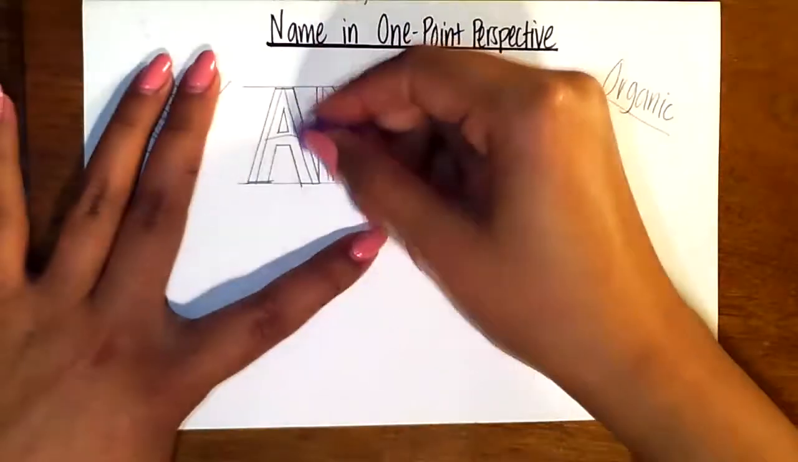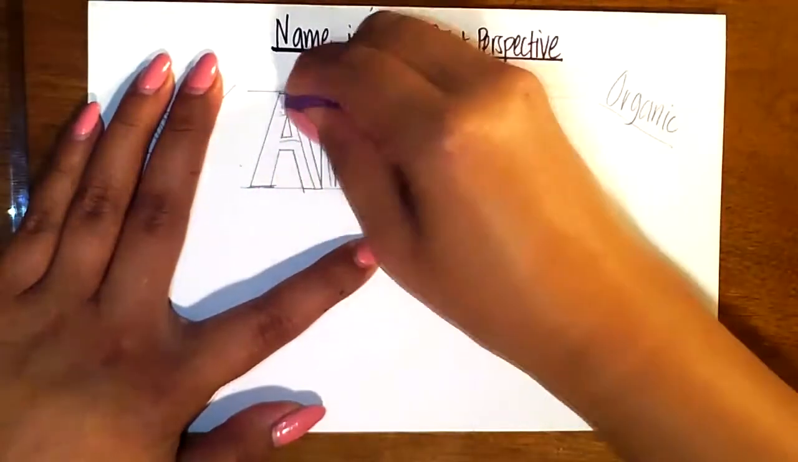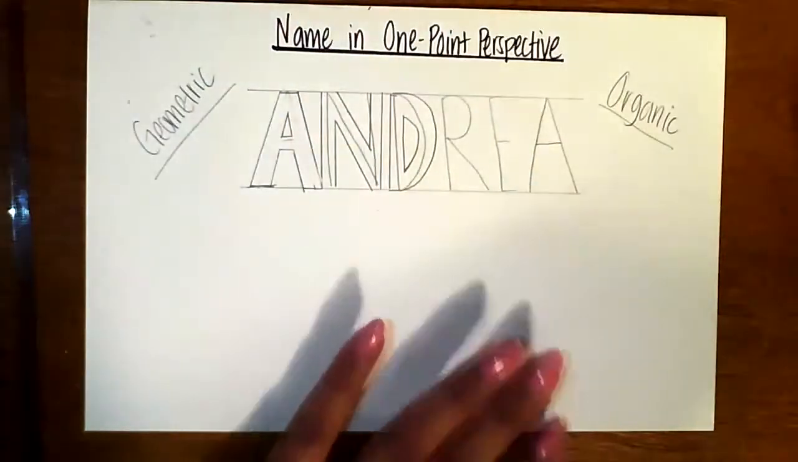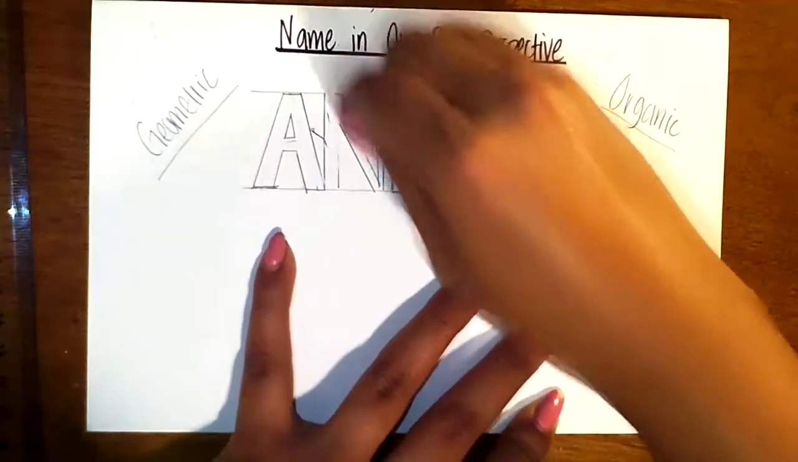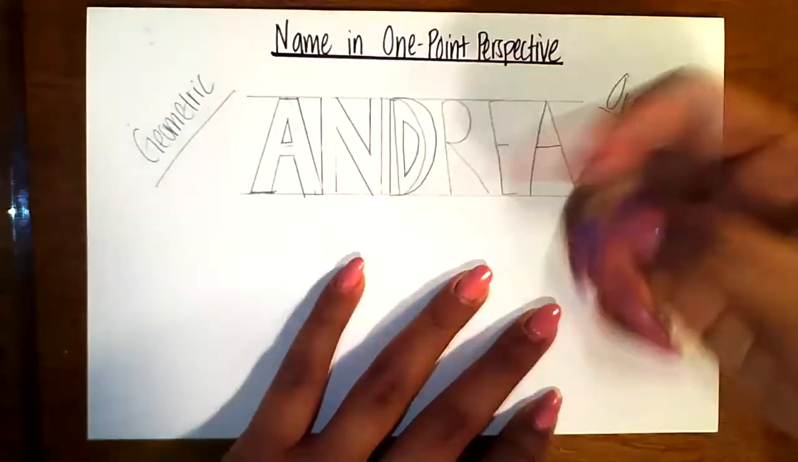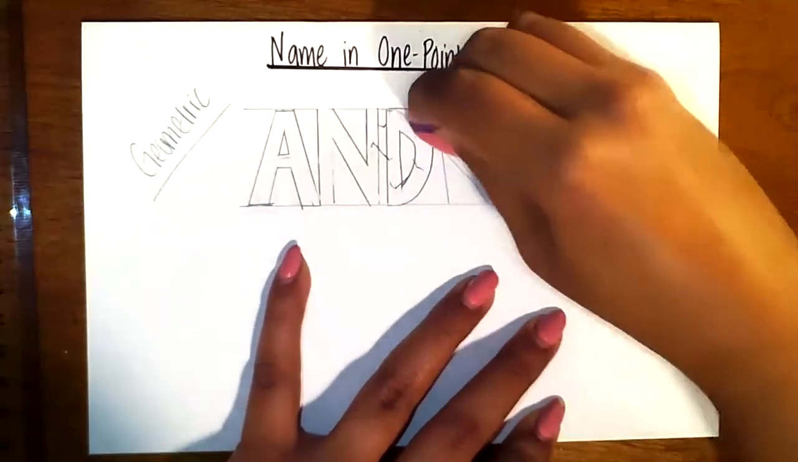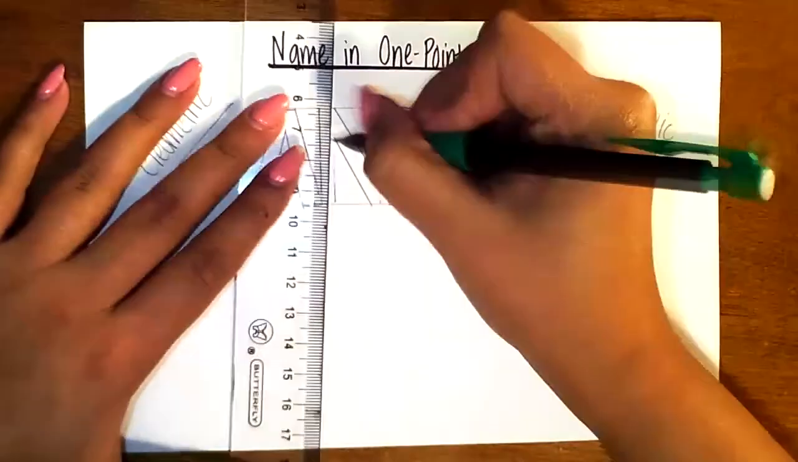Once you have this, you erase your original lines. So I'm going to erase the lines. And you see how it's starting to look like a shape now? We started off with lines, letters, and now we're making them into shapes. If you want to do it freestyle, go for it.